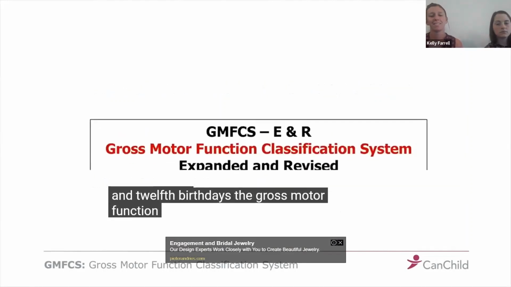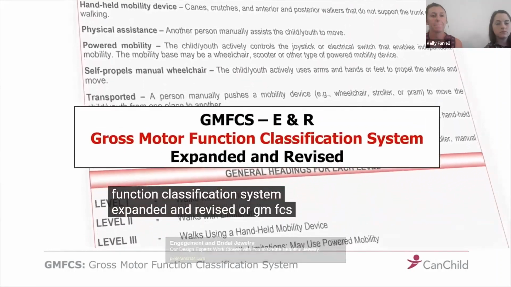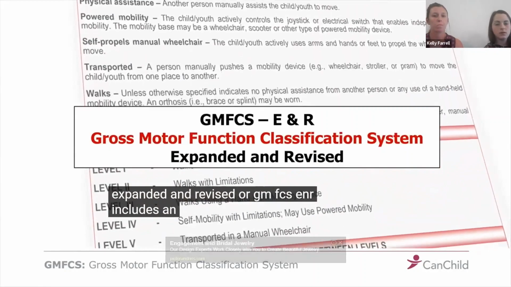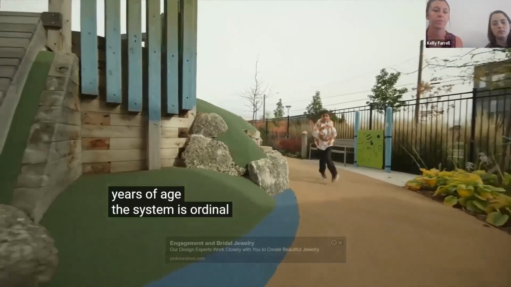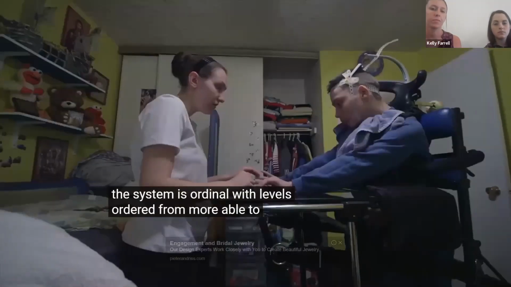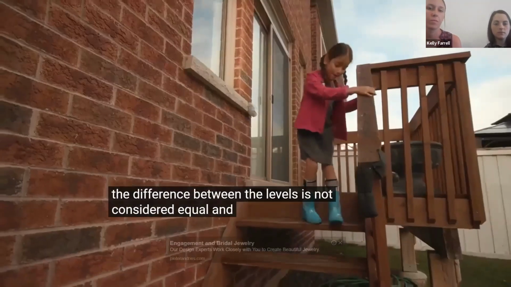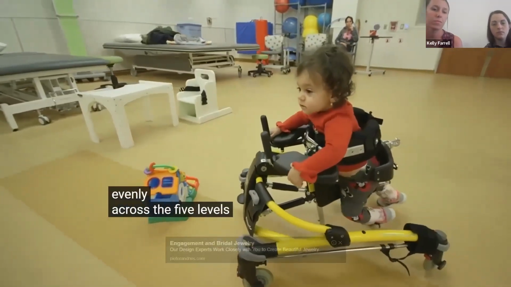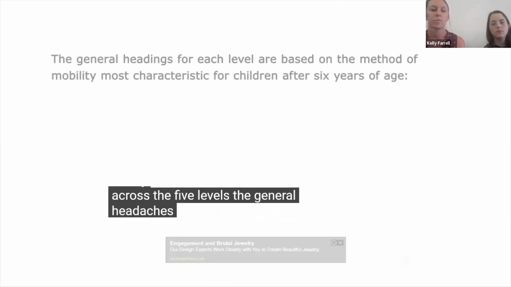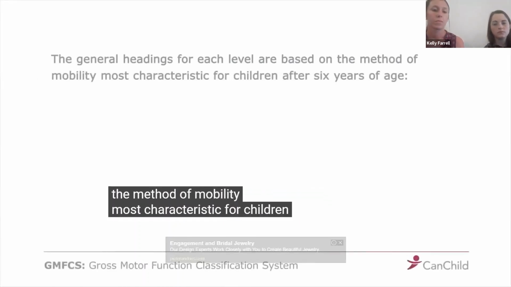The Gross Motor Function Classification System, expanded and revised, or GMFCS-ENR, includes an age band for youth 12 to 18 years of age. The system is ordinal, with levels ordered from more able to less able. The difference between the levels is not considered equal, and children with cerebral palsy are not distributed evenly across the 5 levels.